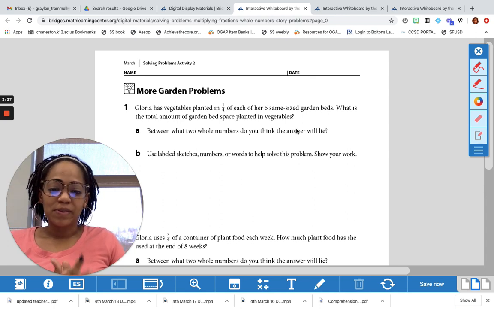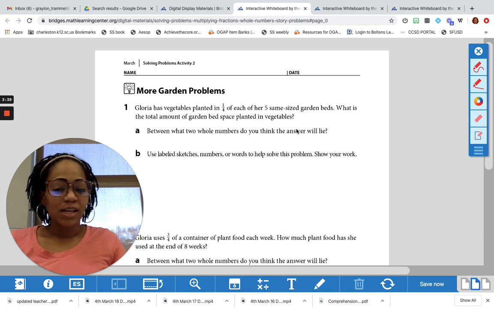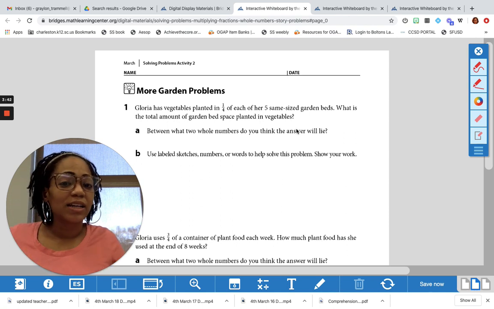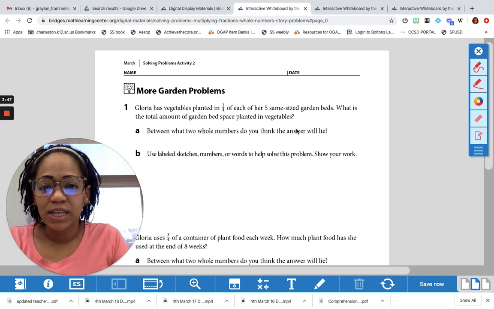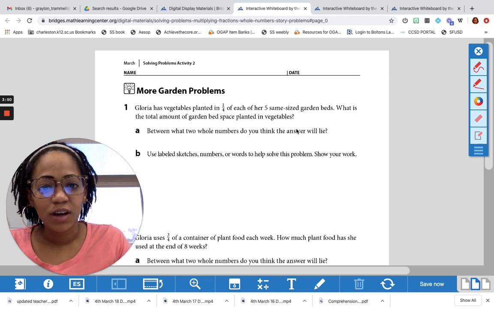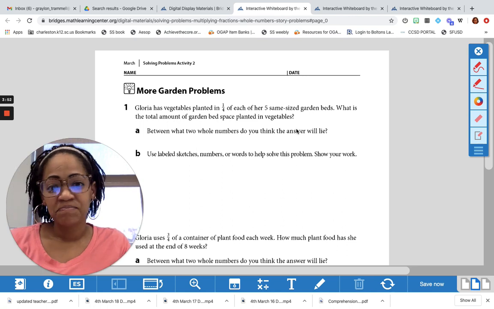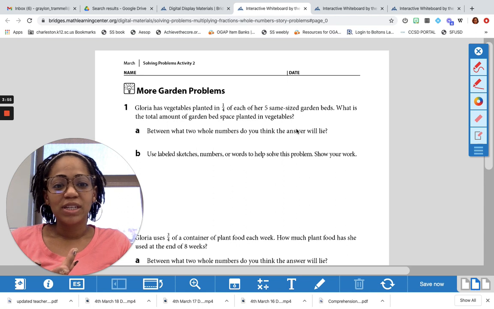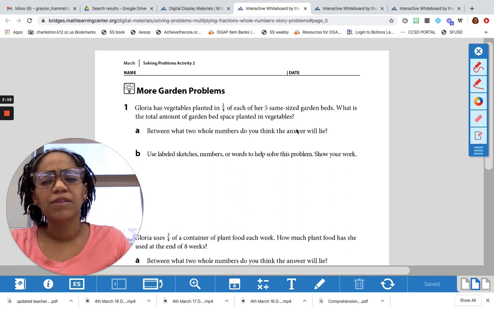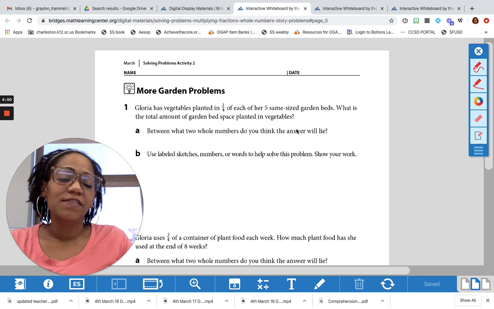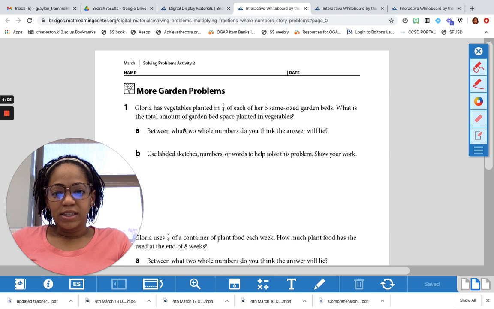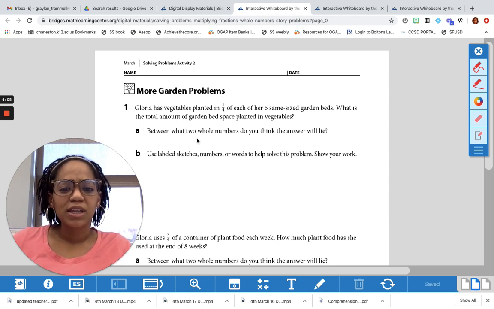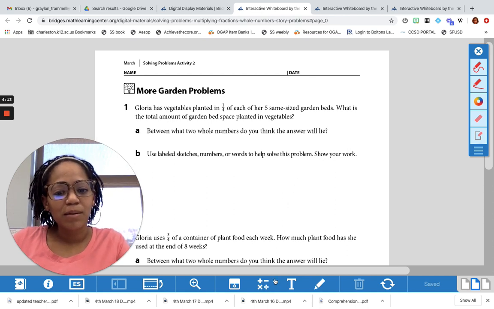So, hopefully you're open in your notebooks. Let's read the problems together, and then you guys are going to be working independently today to solve these problems. Gloria has vegetables planted in 1/4 of each of her 5 same-size garden beds. Sounds like what we did before. What is the total amount of garden bed space planted in vegetables? I also want you to focus on A here. It says, between what 2 whole numbers do you think the answer is going to be? So you have to make a prediction. Let's go ahead and make our prediction together.